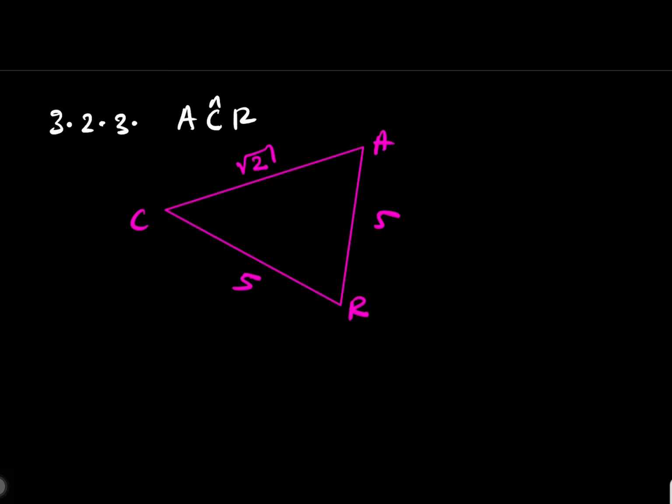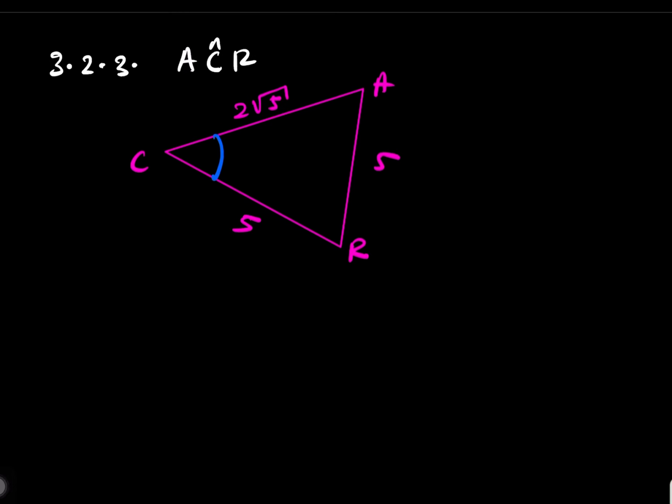And root 20 is the same as 2 root 5, right? So it's the same as 2 root 5. It's root 20. So we want to find this angle. So how do you do that? You can use cosine rule to do that. So I'm going to use cosine rule.